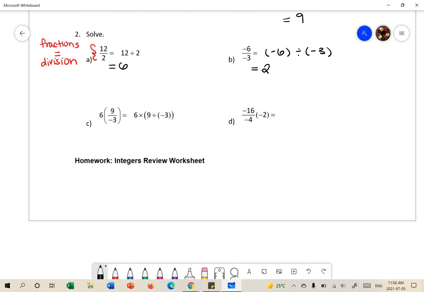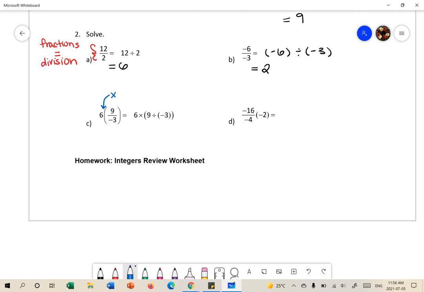Next, we have 6 times 9 divided by 3. So remember, this means multiplication. When you have a number beside a bracket, we understand that that's multiplication. 6 times whatever is in the bracket. And it's rewritten here for us as well. 6 times 9 divided by negative 3.